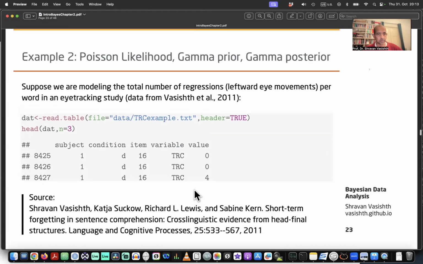So the situation that we want to imagine is that, let's say that we are doing an eye tracking study and we are counting the total number of leftward eye movements per word in the study. So this is actual data from a 2011 paper that we had published. I just extracted from one of the experiments some data where, from multiple subjects who are seeing multiple items in different conditions, what we are recording is the total regression count. That means the total number of leftward eye movements per word while they're reading the sentence.